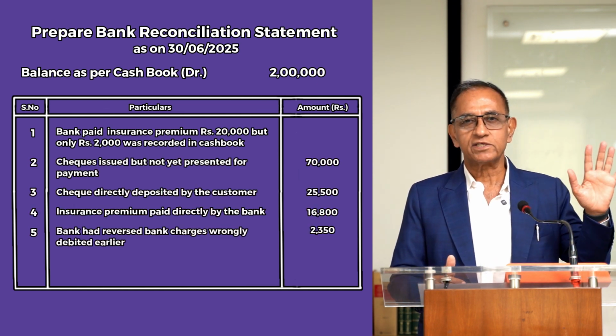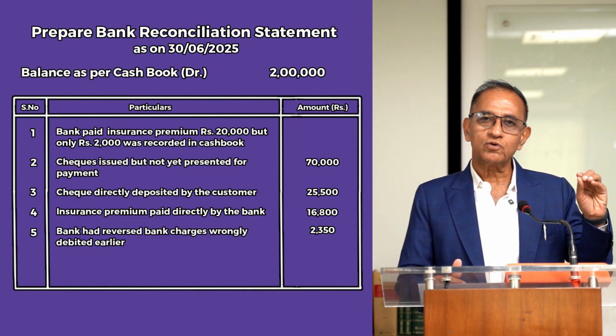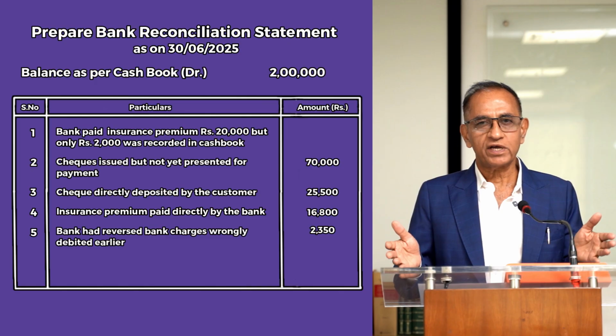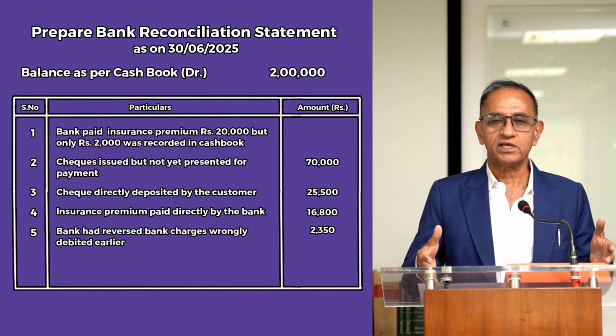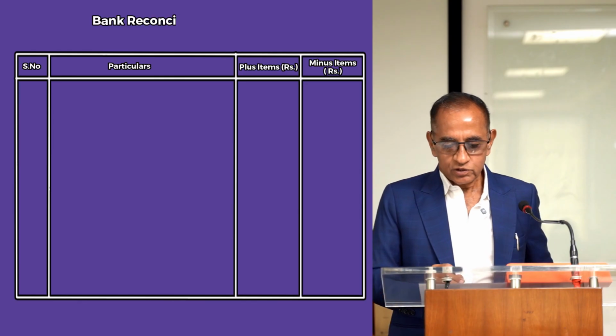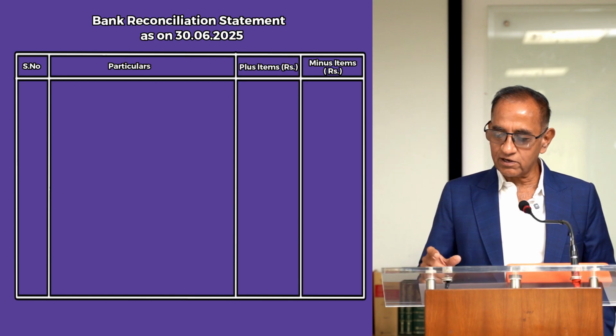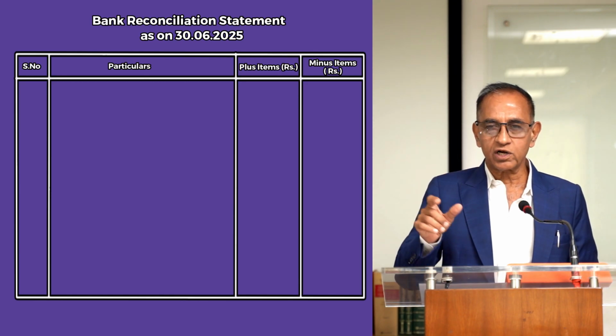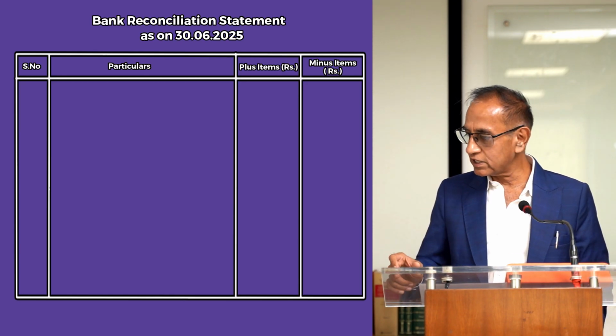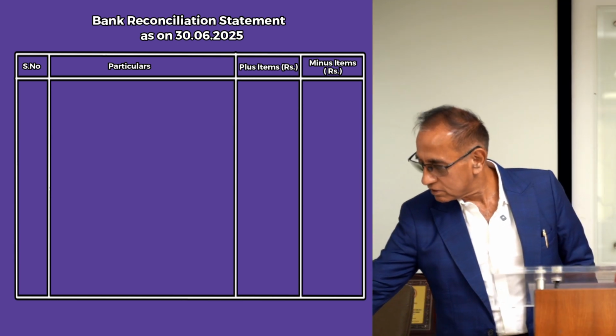There are 5 differences. और ये 5 differences को we have to prepare bank reconciliation statement according to this new revised format which we have seen here. As I have said, I am repeating once more, there is no change in the concept, no change in the manner of doing it, only the presentation is changing here, right? Okay, so let's start. We are using the format as two column. That means plus items and minus items. So we'll do it in that particular manner.